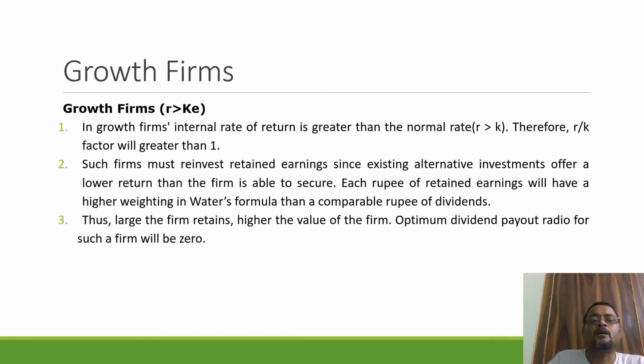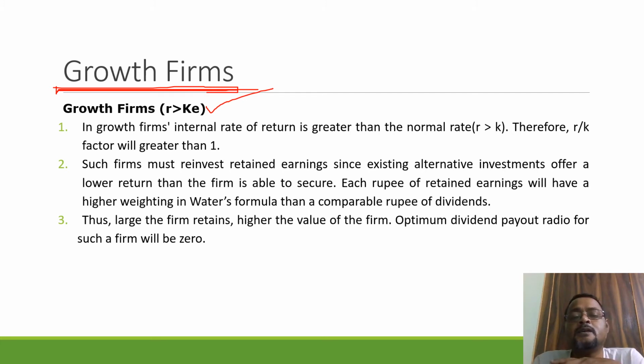So for example, take a firm which is a growth firm. A growth firm is described as a firm which is growing at a higher rate than its cost of equity, which means the rate of return on new investments is greater than its cost of equity. Such a firm is generally expected to invest more in new projects, expansions, bringing in new products, etc. So this firm is expected to invest most of its earnings in new investments. That means if such a firm retains most of the profit after taxes and pays lesser dividends, then the value of the firm is expected to be higher.